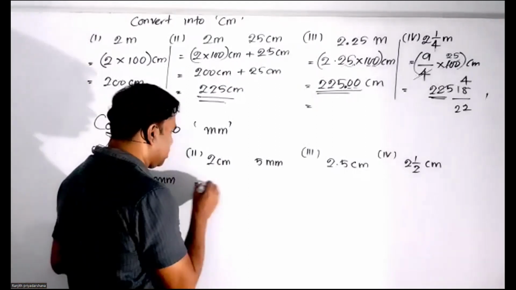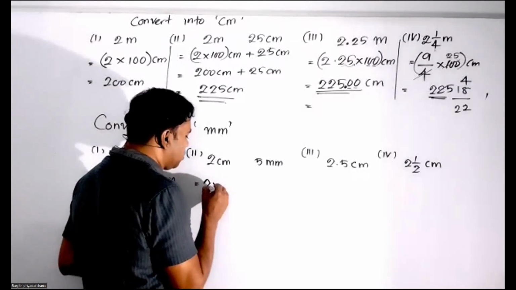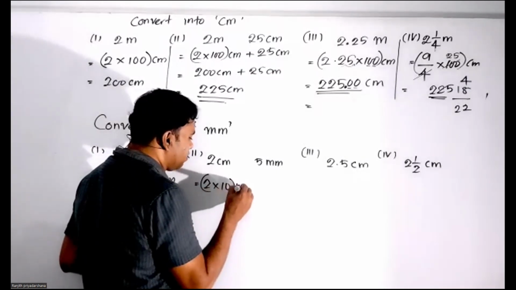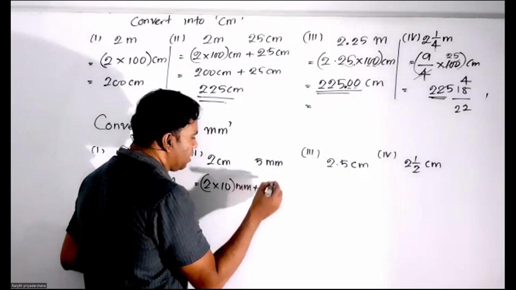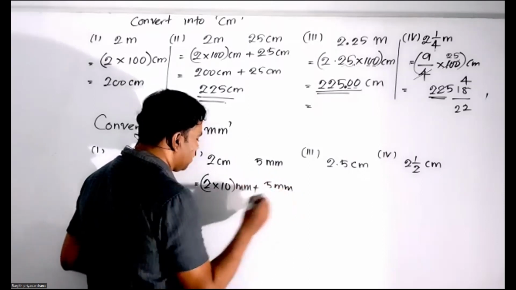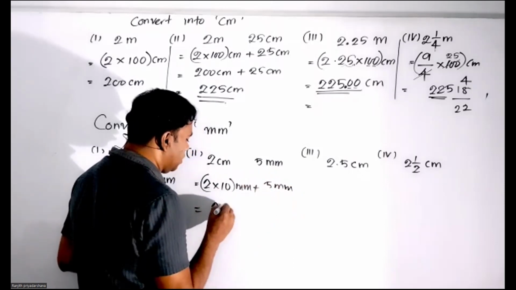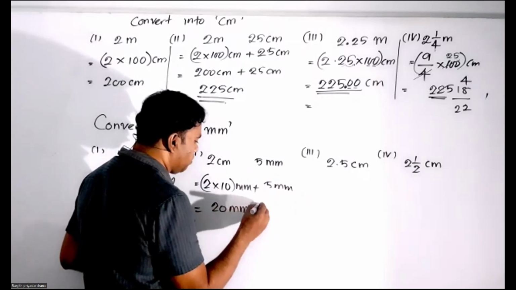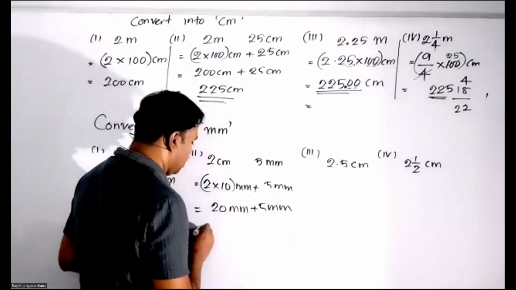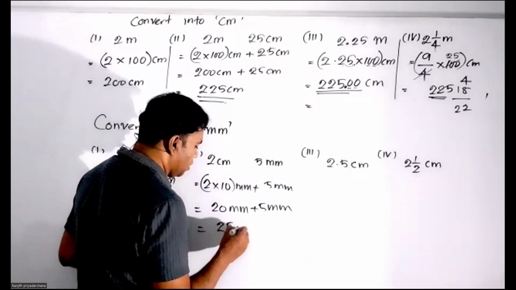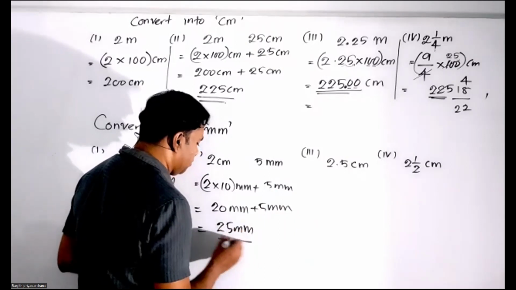Good. Next one. 2 centimeter means 2 into 10. So that becomes millimeter. And you have to add the remaining 5 millimeter to that. Then the answer is 20 millimeter plus 5 millimeter. Then that's 25 millimeter. Good.